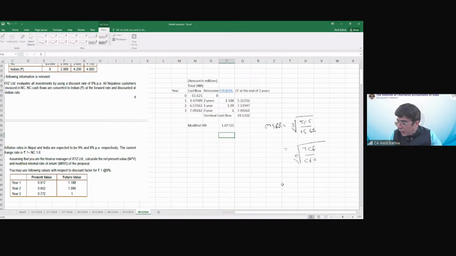Students have already been informed, so don't worry. Just for the understanding, you can understand here. Otherwise, in the exam, don't worry about the same. So that means my modified IRR is 7.725%. Right? Has everyone got that?